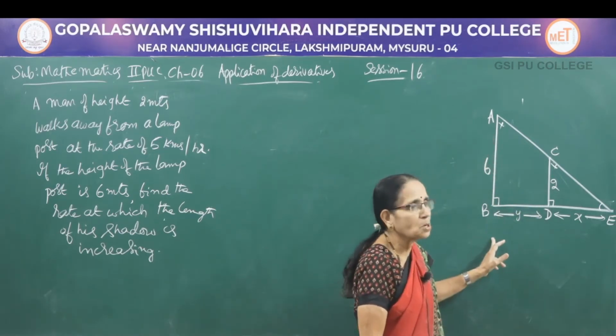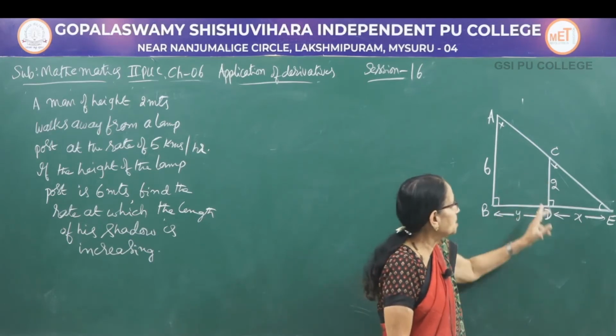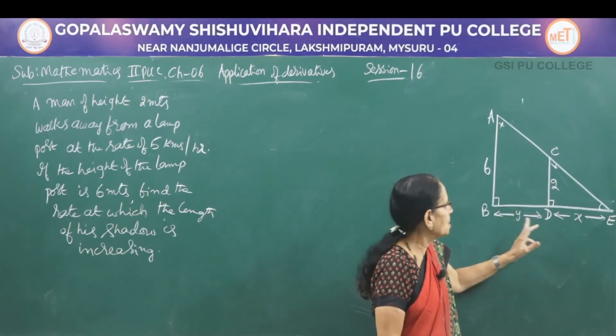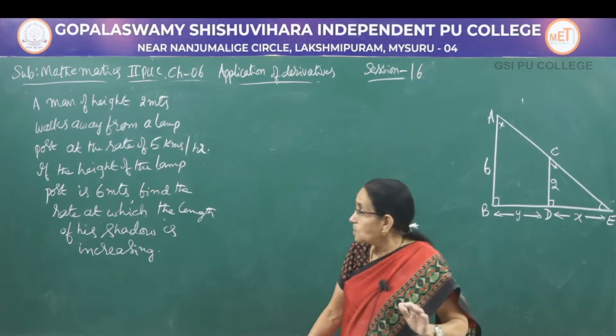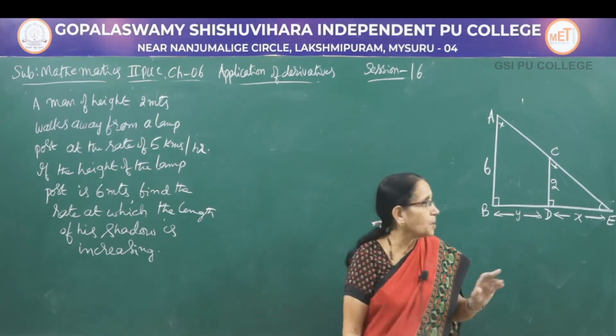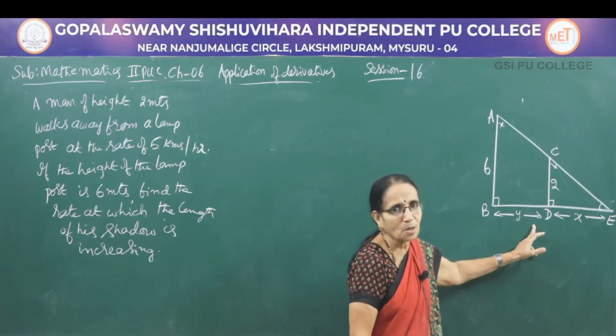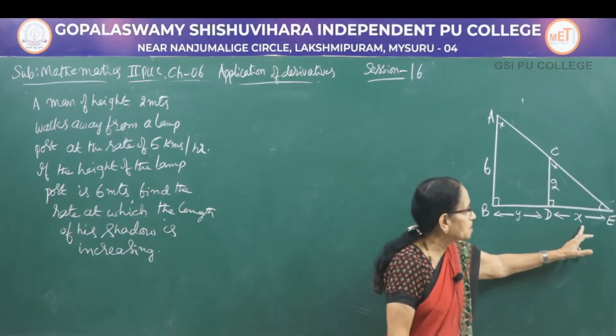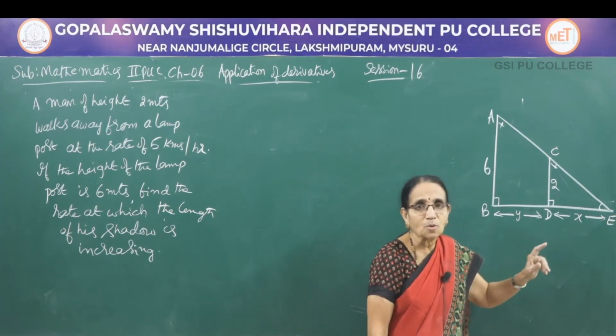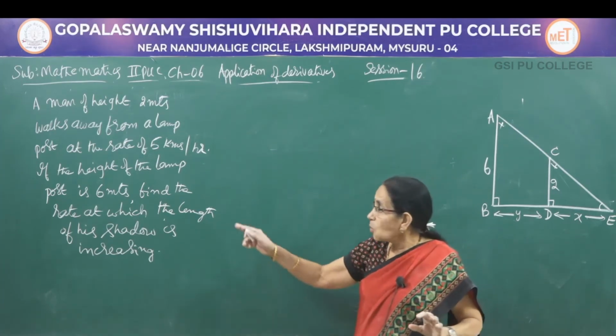Here I have taken AB to be the lamp post, CD to be the man. Now he is walking at the rate of 5 kilometers per hour. So this distance I have taken y. So dy by dt is 5. Now the length of the shadow is x, which you have to calculate at what rate.